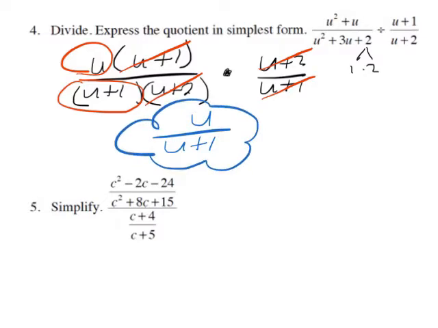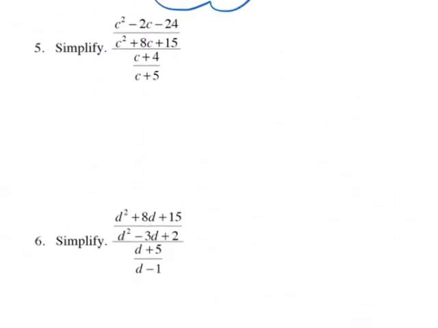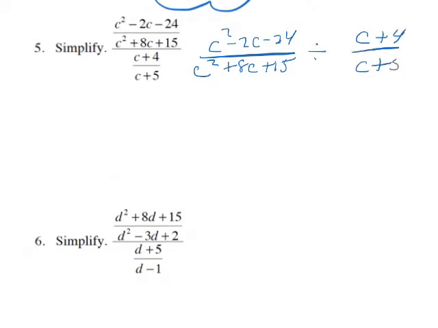All right, moving on to question number 5. Okay, I see it is what? A complex fraction. Okay, so let's go ahead and we're going to write this a little differently. I'm going to write it as a division problem, which is going to eventually become a multiplication problem. So let's see, I have c squared minus 2c minus 24 over c squared plus 8c plus 15 divided by c plus 4 over c plus 5.